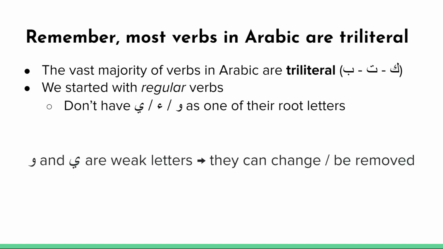So today we're going to start looking at irregular verbs, and specifically those that start with a waw or a ya. Now in Arabic, waw and ya are called weak letters. The reason they're called weak letters is because when you start deriving other verbs from verbs that have waw and ya, the waw and ya can change or they can drop off, they can be removed. And so they're considered weak because they don't always show up in all of the different forms.